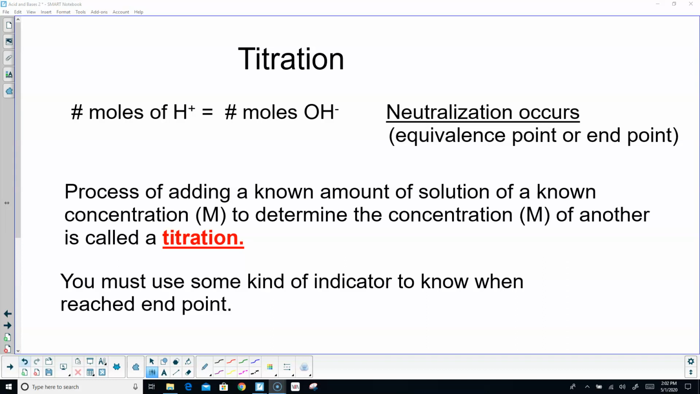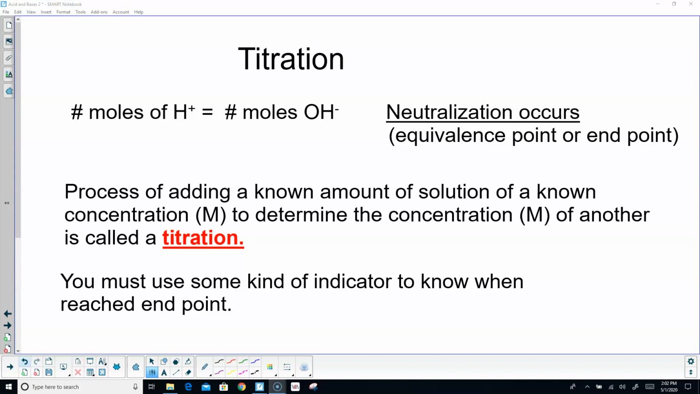To do this, you usually use some kind of indicator, and these are chemicals that change color at the endpoint. For example, with phenolphthalein, phenolphthalein in an acidic solution is clear, but if it goes into a basic solution, it turns bright pink. You saw that from the demonstration video I showed you with the titration there with, what was it, Jared Hyman.